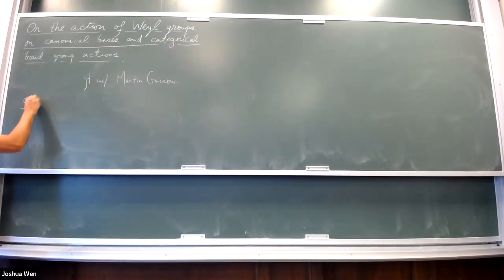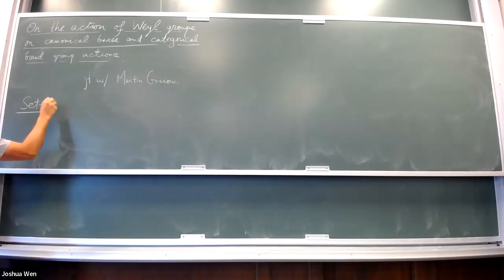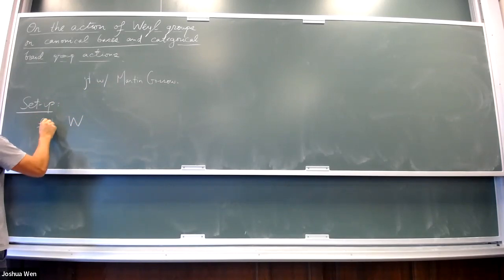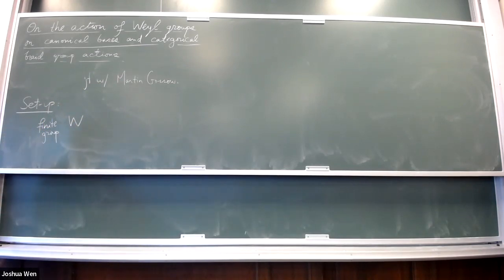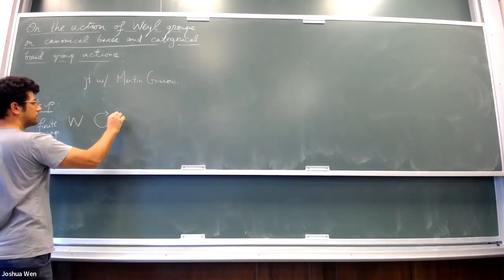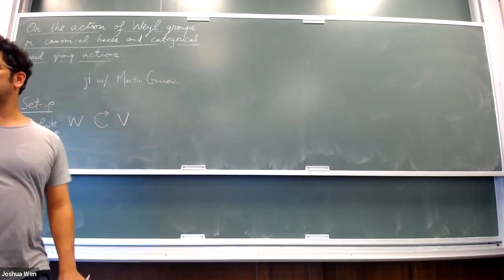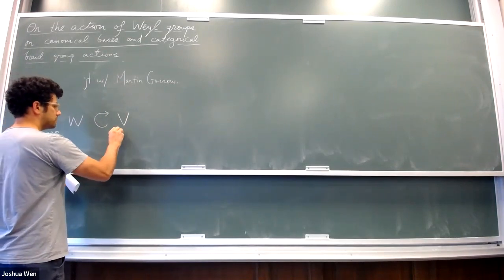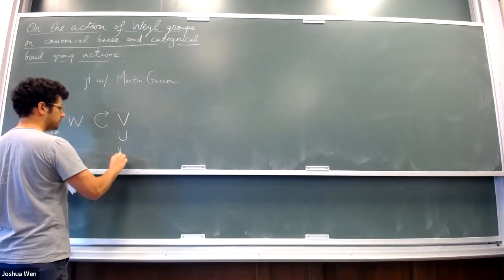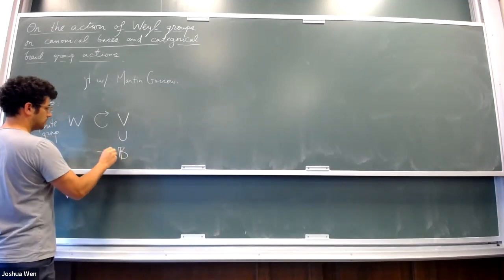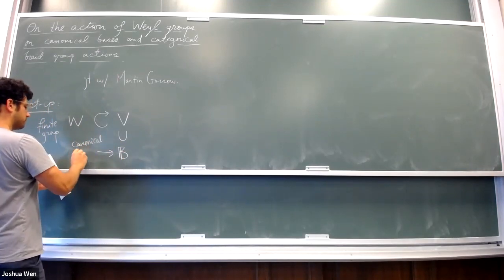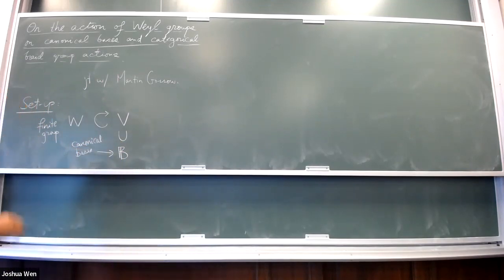The setup is as follows. I have some finite group, let's say W. For me, it is always going to be a Weyl group, but for the purposes of the current discussion, it's not so important. And I have a representation of this group on some vector space V. And I'm interested in situations where this vector space comes equipped with some canonical basis, let's call it B, usually of geometric origin. Okay, so this is the setup I have.